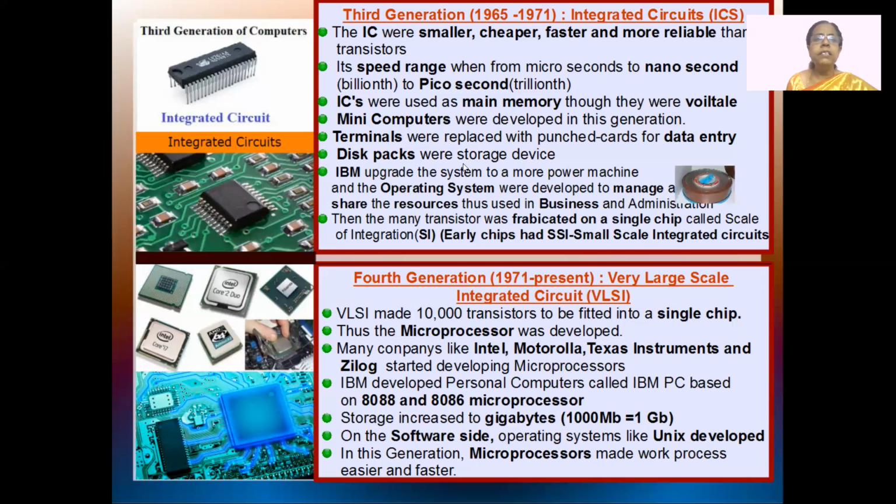And during this time, the minicomputers were developed, and many of them had bought the minicomputers. And here you can see it had terminals. These terminals were replaced with punch cards, and they started doing data entry. Data entry is nothing but typing work. And their storage system was called a disk pack.